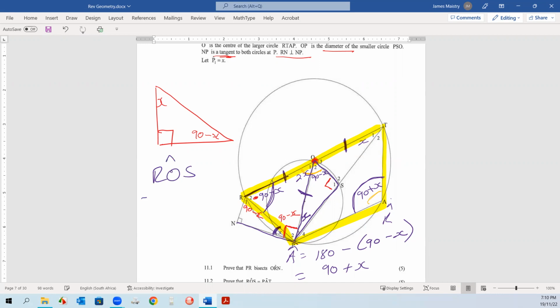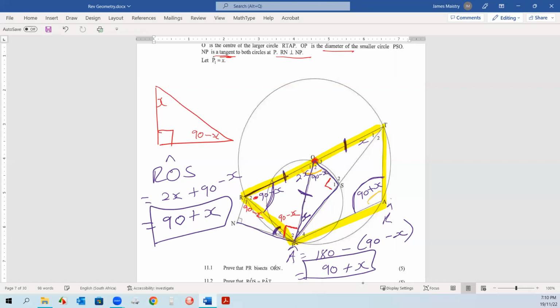Now let's work out what is ROS. ROS is made up of O1, which is 2x, and O2, which is 90 minus x. Let's do some algebra here. What will we end up with? 90, and 2x minus x is x. Isn't that now equal to that? Yes, sir. Let's take some time to digest that. Are we happy? Have I proved it? Gentlemen, have I proved it?